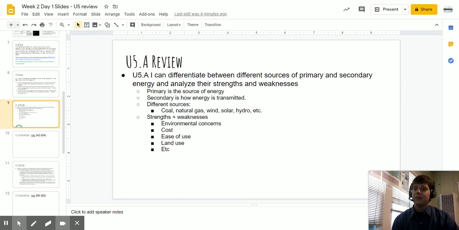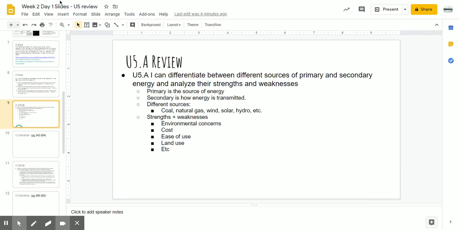We've talked about a lot of different sources of energy, like coal, natural gas, those petroleum fossil fuels, wind, solar, hydro, the more renewable type things, and there were some others as well. And then strengths and weaknesses is the other part of the standards. So there's a lot of things that go in here. We had some good class discussions about this, but environmental concerns is a big one. Cost, how easy it is to use, the land use required, etc. So let's start going through the chapter.